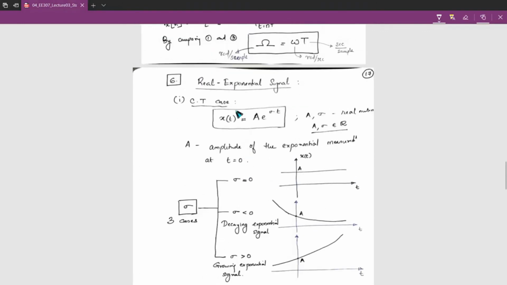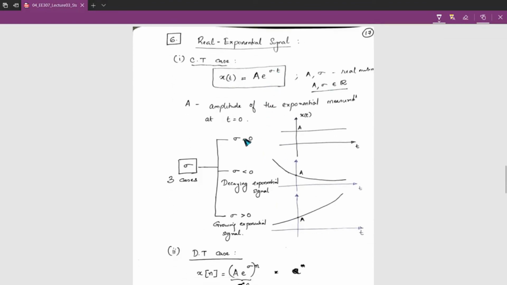Now the equation for a continuous time signal as given is x of t is equal to a e raised to sigma t. Now we get three types of signals depending on the value of sigma. a is the amplitude of the graph, which will be the point when t is equal to 0. We get a signal that is parallel to the x-axis, a decaying exponential graph, and a growing exponential graph, when sigma is equal to 0, sigma less than 0, and sigma greater than 0. So let us plot these graphs in Matlab.